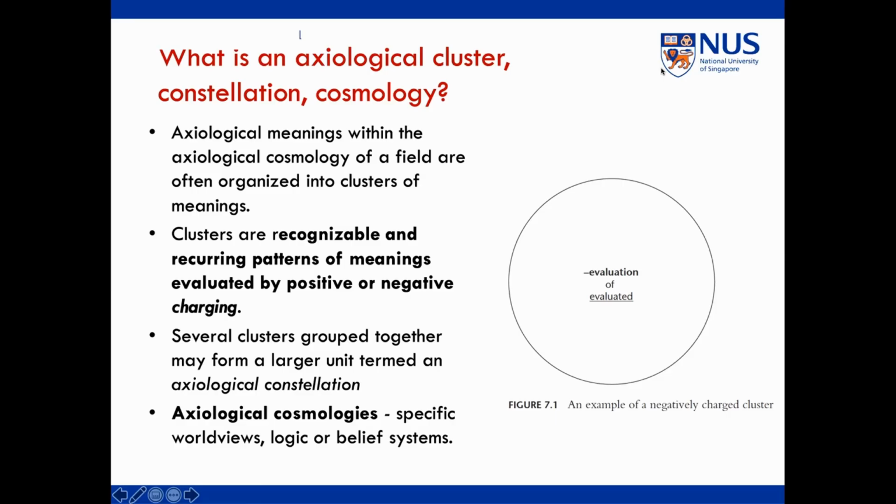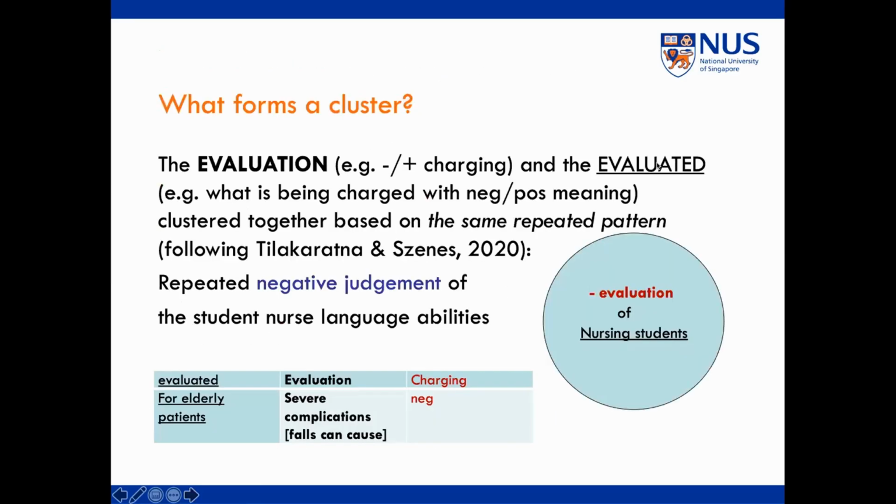So several clusters grouping together gives us a picture of what's happening, how an axiological constellation might be forming, and how that might develop into something even larger, like an axiological cosmology. So it's giving us snapshots of the larger picture of the values that people are referring to even when dealing with this small unit of meaning, which is just that there's a thing and it's being evaluated, or charged, as either positive or negative. So let me give an example of what I mean by that.